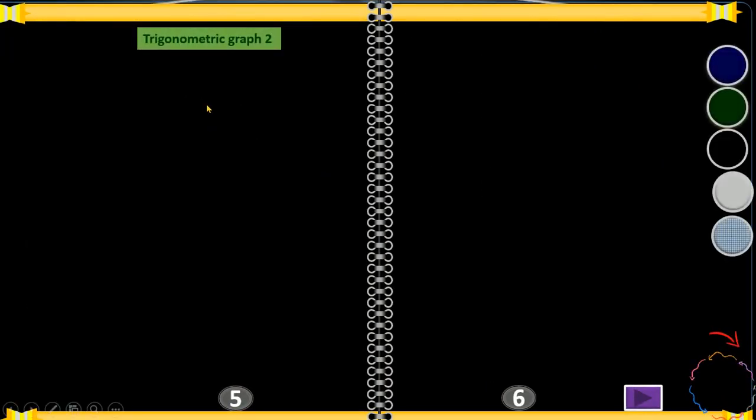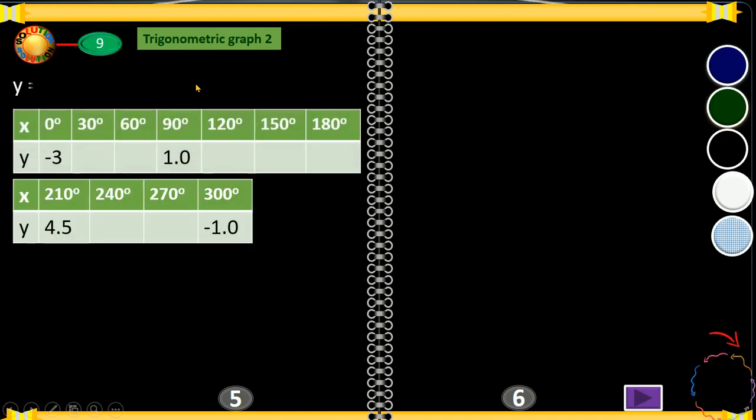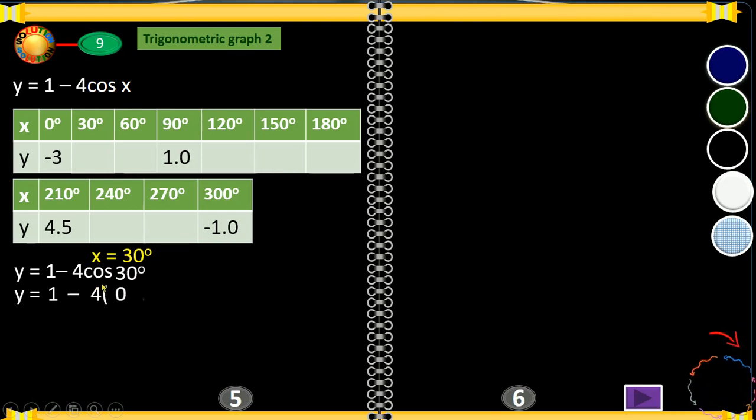We are going to complete the table of values for trigonometric graph number 2. So that's the function. We are going to find the value of y when x is equal to 30 degrees. So we replace this x with 30 degrees, then we evaluate and simplify. Then we are going to have 4 times 0.87 because cos 30 is 0.87. So y is equal to 1 minus 3.48, which is minus 2.48, approximately minus 2.5 to 1 decimal place.